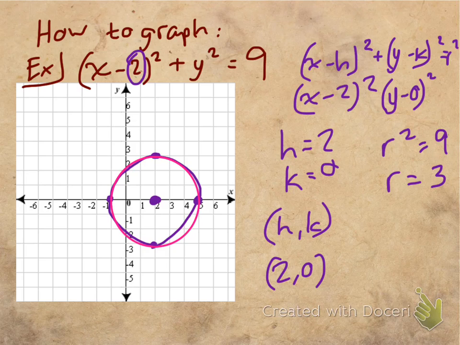Anyway, so that's kind of how we piece it together. Start with the center, right? You analyze the equation, you find the center, you find what the radius is, and you just count up, down, left, and right in that direction. Okay?